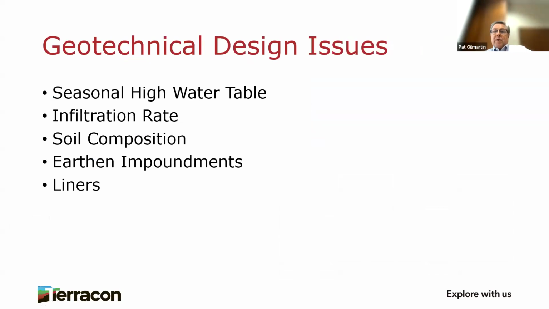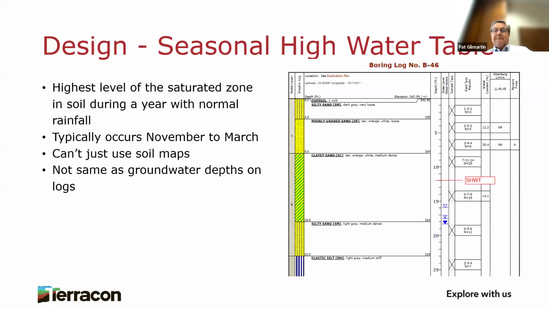Okay. There are multiple geotechnical issues that need to be addressed as part of the design of these stormwater control measures. These include seasonal high water table, infiltration rate, soil composition, earthen impoundments, and liners. Determining the elevation of the seasonal high water table is an important step in the hydrogeologic design process for stormwater control measures. The seasonal high water table is the highest level of the saturated zone in soil during a year with normal rainfall.